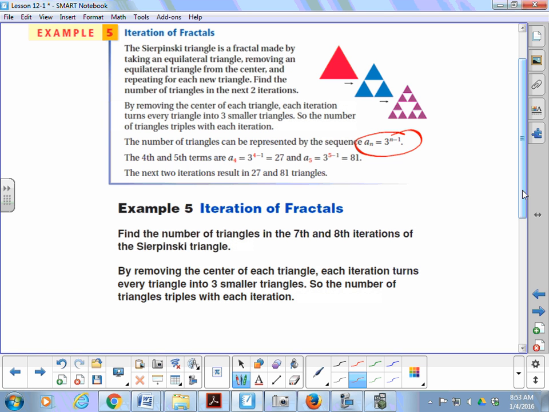Because we started with 1, multiply by 3, multiply by 3, multiply by 3, multiply by 3 each time. All right, so how many is in the 7th one, Jordan? 729, okay. And then the 8th one? 1,187, all right. And that's just by continuing to multiply by 3.